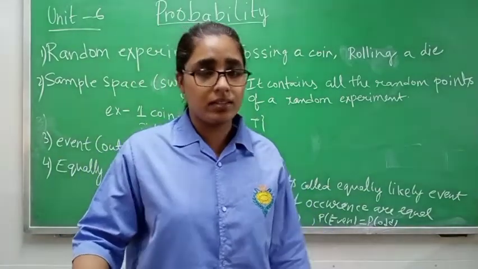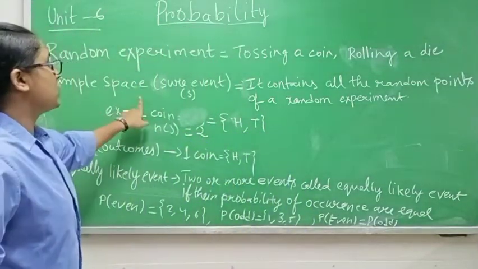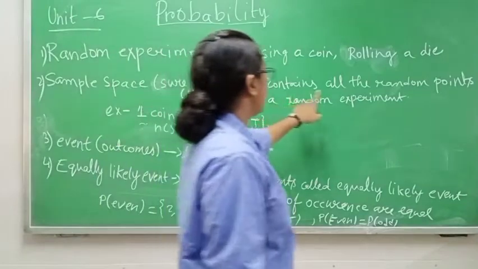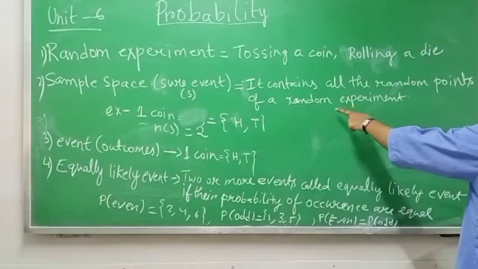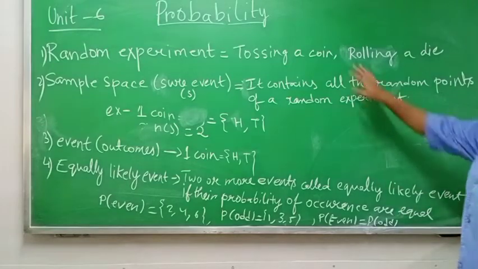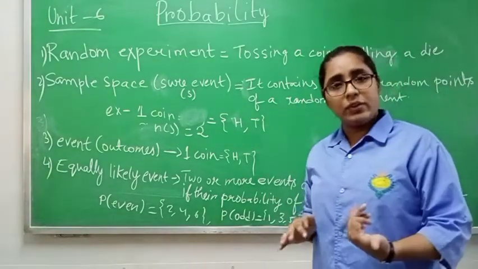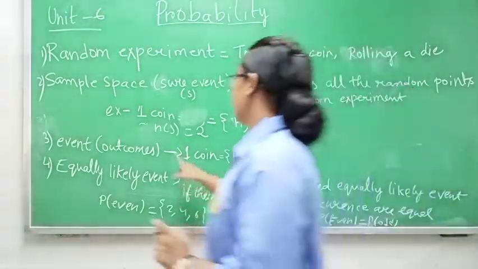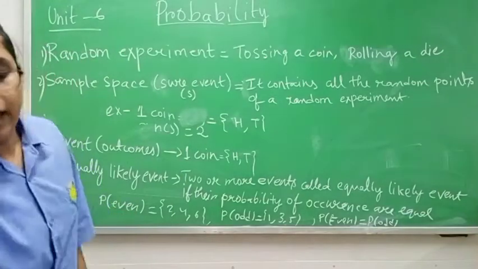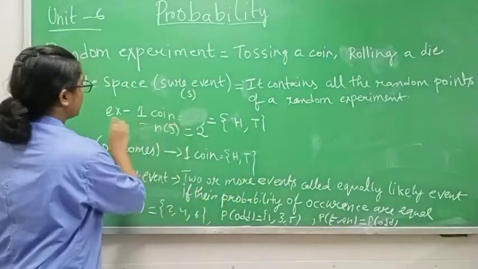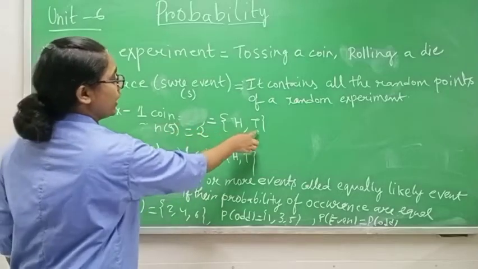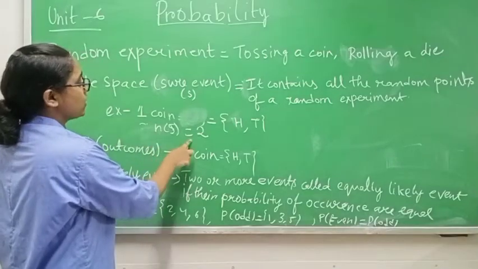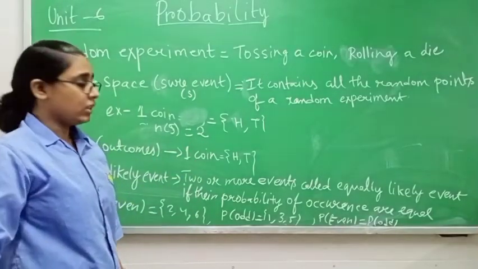Okay, it means we are doing certain things. Now, sample space. It is also known as a sure event and it is denoted by S. It contains all the possible points of a random experiment. When you toss a coin, either head will come or tail will come. So how many things can come? Head or tail. Then n(S) equals 2. Example: one coin, head or tail will come. When you toss a coin, head or tail will come. So n(S), the sample space, equals 2 when you toss one coin.